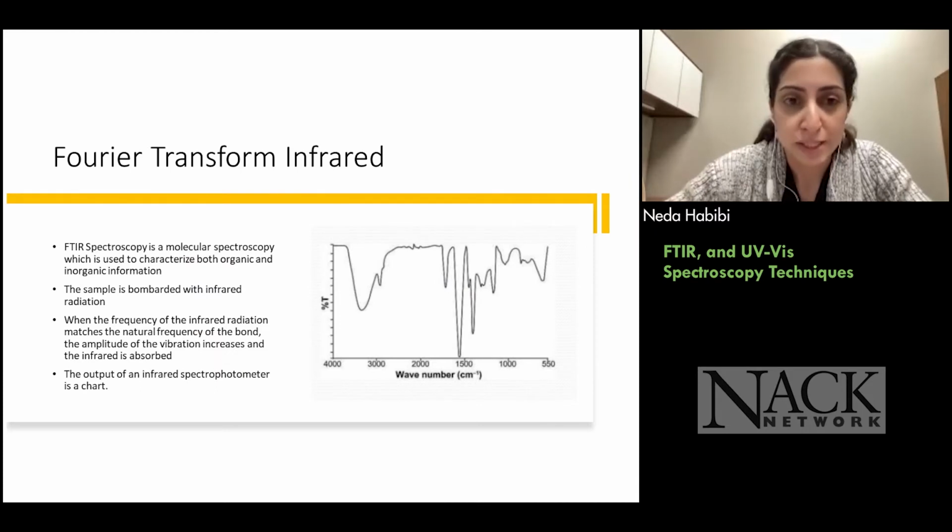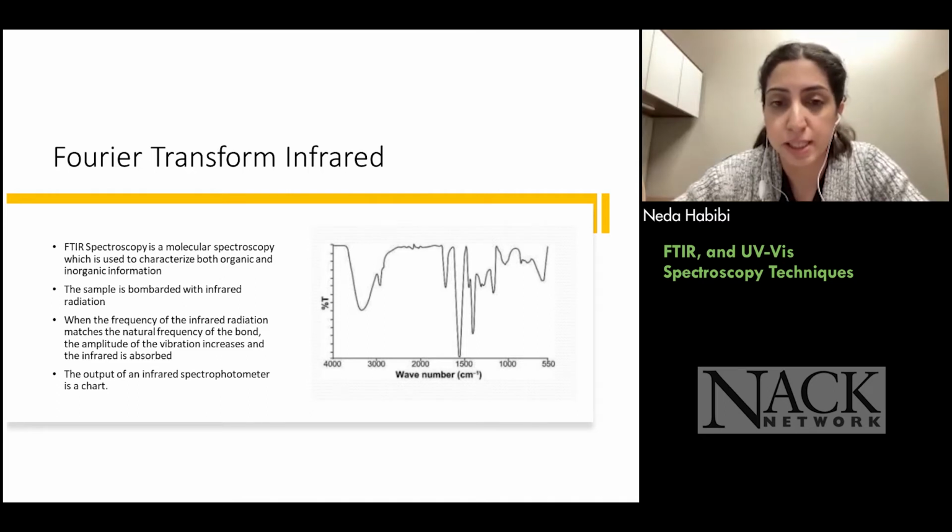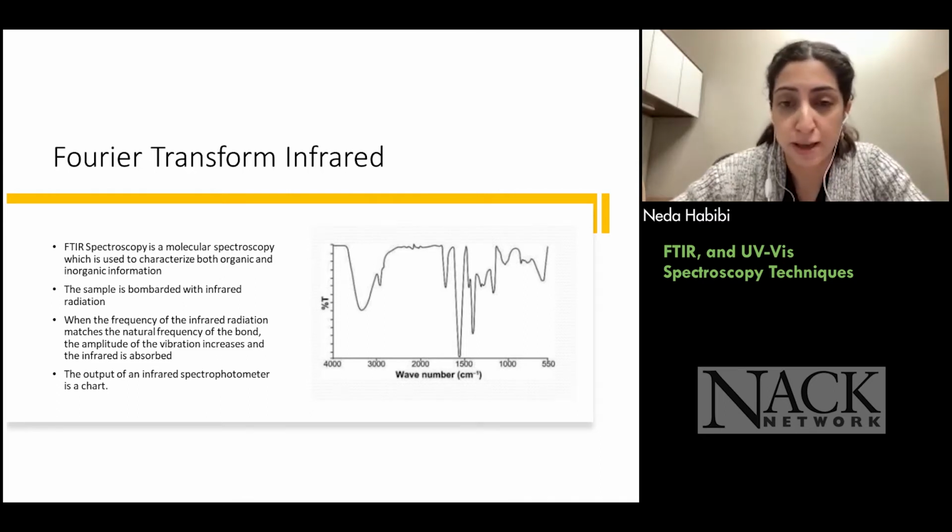So in Fourier transform infrared spectroscopy, the radiation and electromagnetic wave that we have is in the range of infrared spectrum. So FTIR spectroscopy is a molecular spectroscopy, which we use for characterizing both organic and inorganic material. So actually, FTIR is a widely used technique. It can be used by chemists, physicists. If you're a material engineer, you can use FTIR for characterizing your material. So it's a widely used technique, and a lot of labs have FTIR as a characterization tool.